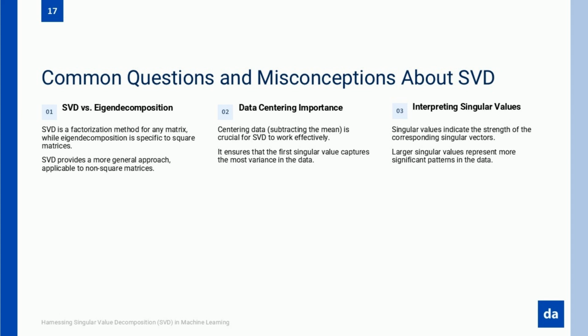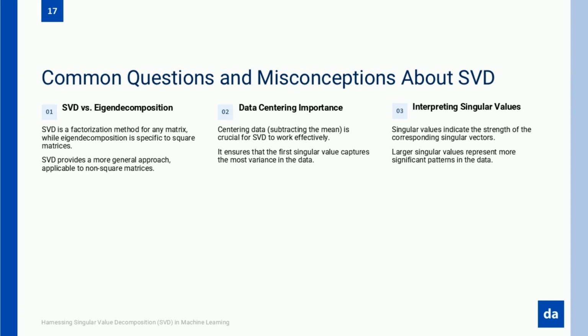Perhaps the most persistent misconception revolves around the relationship between SVD and eigendecomposition. Many practitioners treat them as entirely separate techniques, when in reality SVD can be viewed as a generalization of eigendecomposition. Unlike eigendecomposition, which only works on square matrices, SVD provides a powerful framework applicable to any rectangular matrix, a critical distinction that expands its utility across diverse data structures.